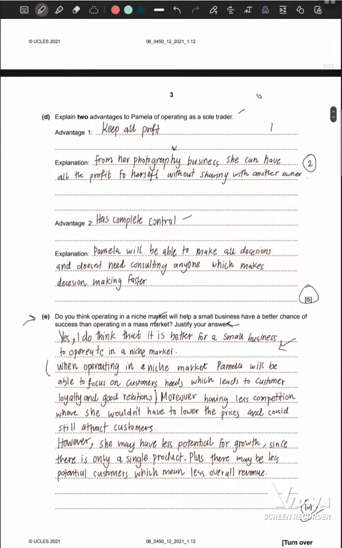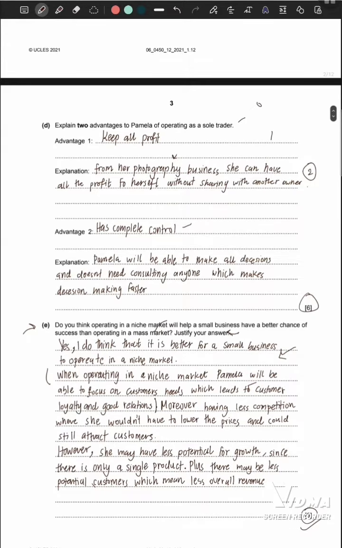Okay, so like I said, 2 for justification, 1 for agreeing or not, and the rest of the marks will be for the relevant points for your argument.